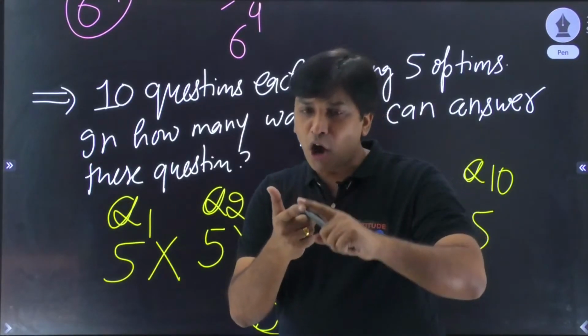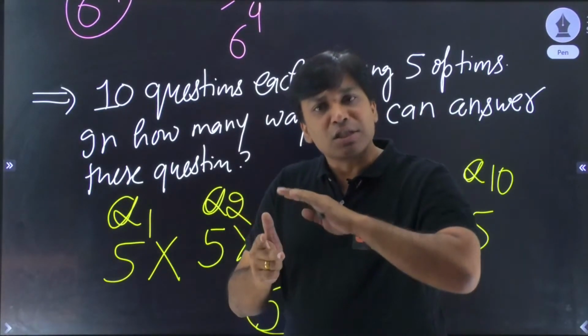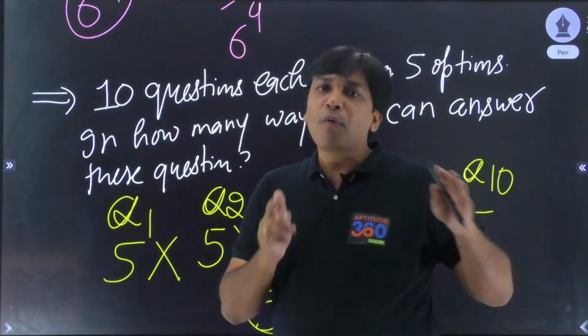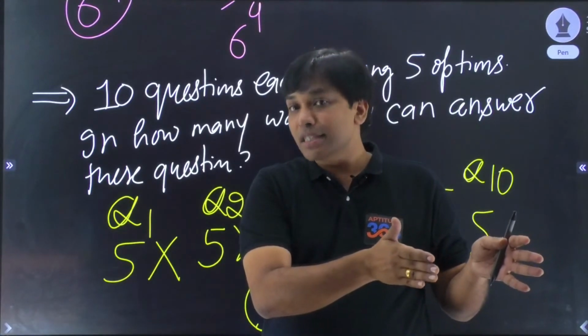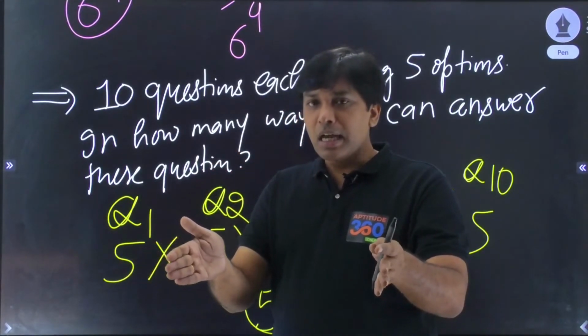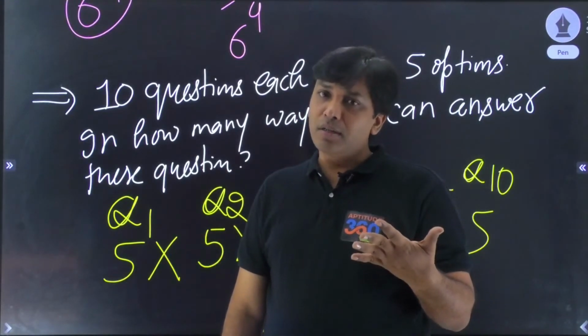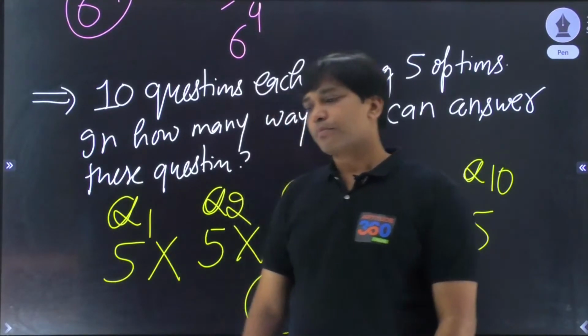When you choose option A, the other 4 options B, C, D and E are discarded. When you choose option B, don't you think that the rest of the 4 options are discarded? And when you choose option C, so forth and so on, isn't it? So in how many ways can you answer problem number 1? You can answer in 5 ways.